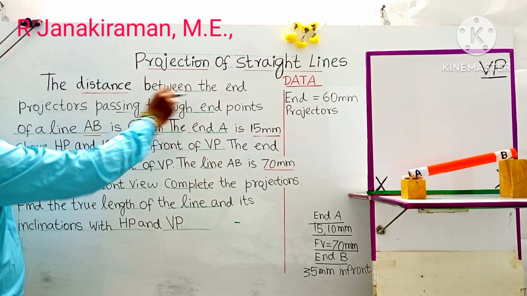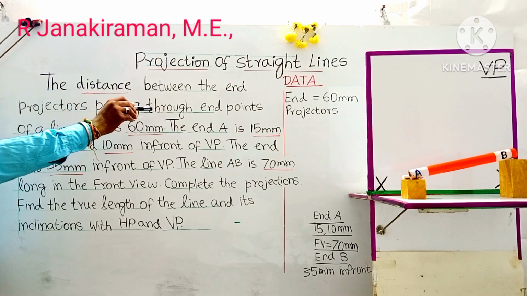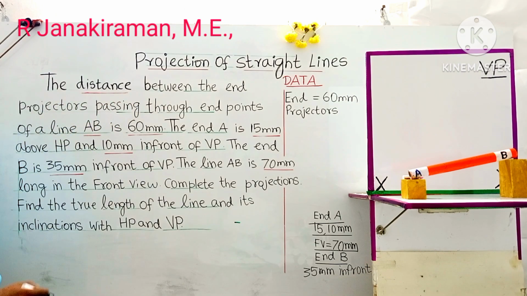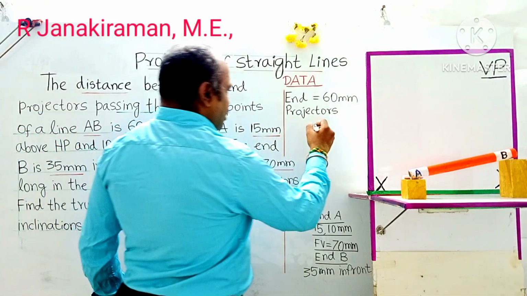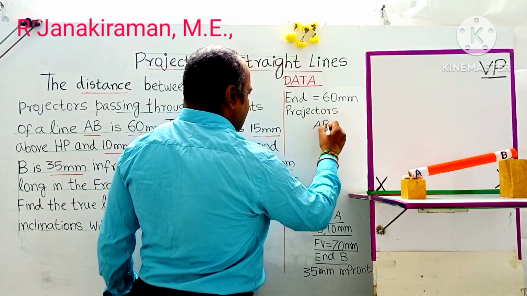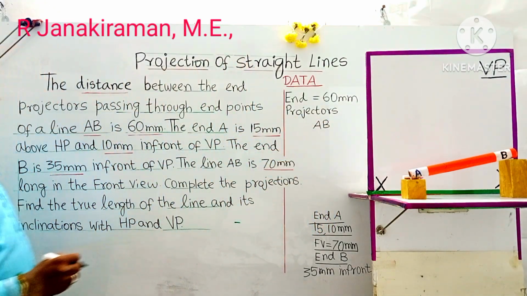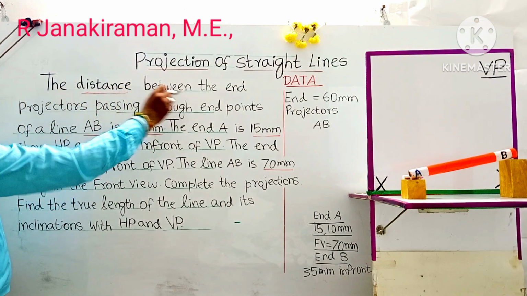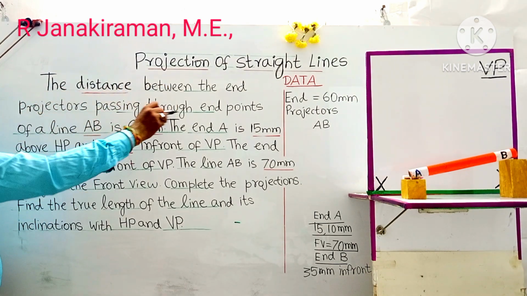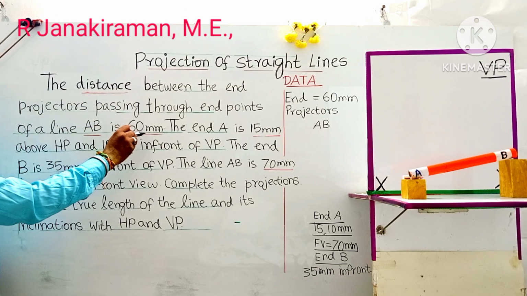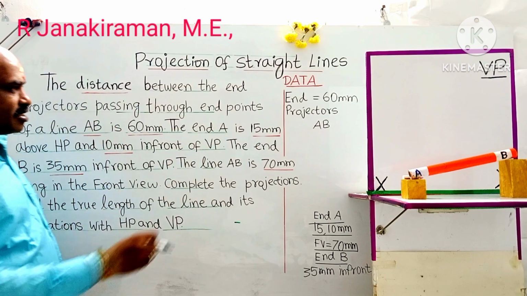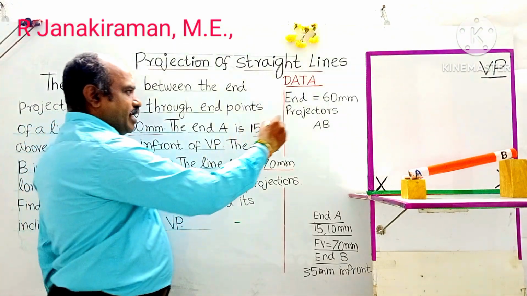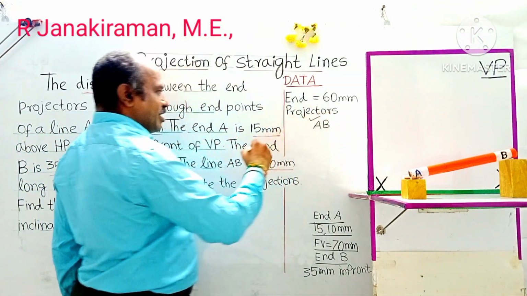The distance between the end projectors passing through the end points of a line AB. So AB is the name of the line. What is the true length? True length is not given in the question. Instead, the distance between the end projectors passing through the end points of line AB is 60 mm. That is, the end projector distance is 60 mm. Name of the line is AB. Later we will look into this.